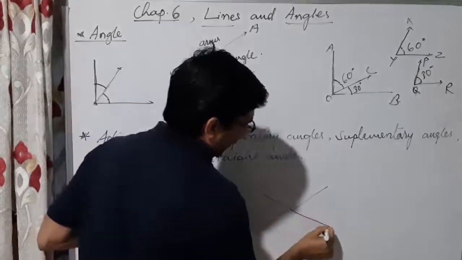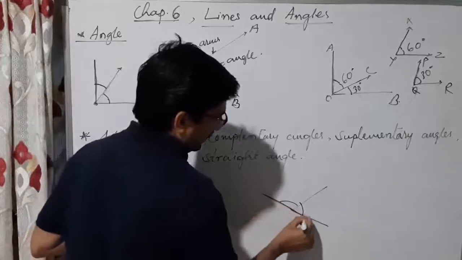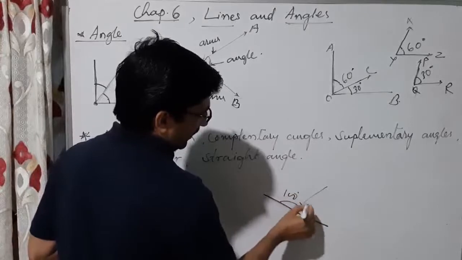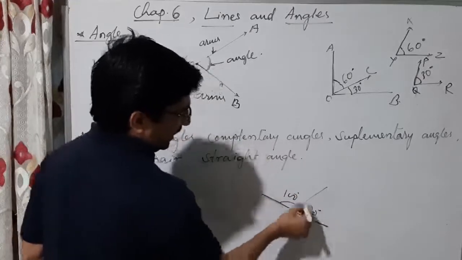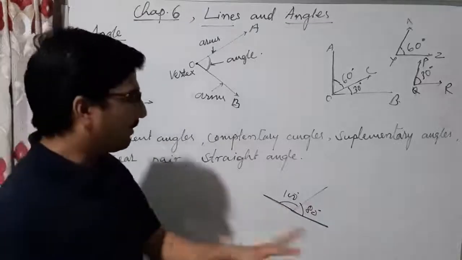Angles can form at a point. This angle and this angle together, suppose this is 100 degree and this one is 80 degree. This total is 180 degree. They are supplementary angles.